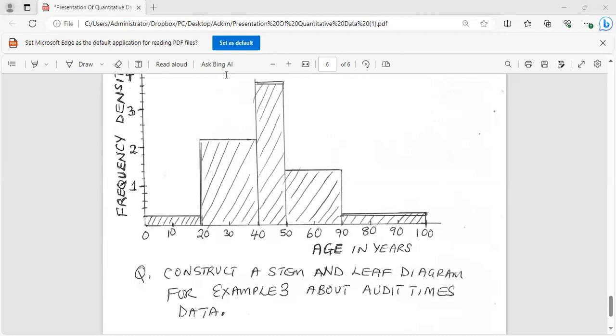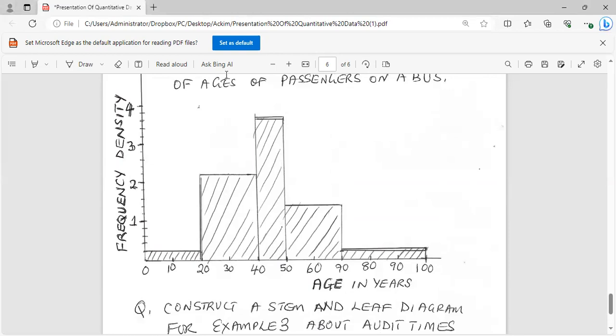So, to begin with, what you're supposed to do. Let me just write the axis of our histogram just for the sake of showing. So on the horizontal axis, let's say we have 0, 10, 20, 30, 40, 50, 60, 70, 80, 90 and 100. Okay.